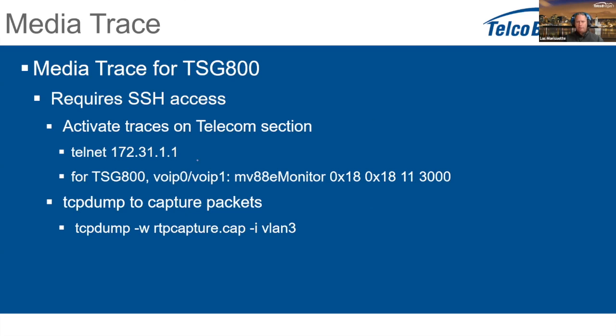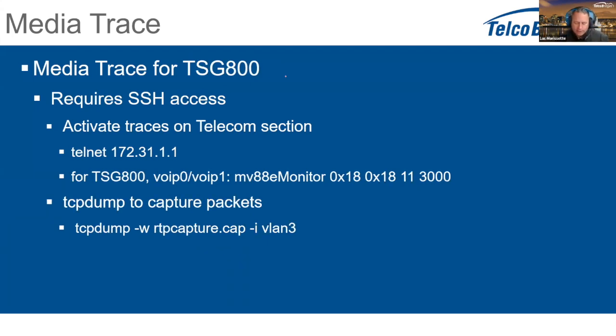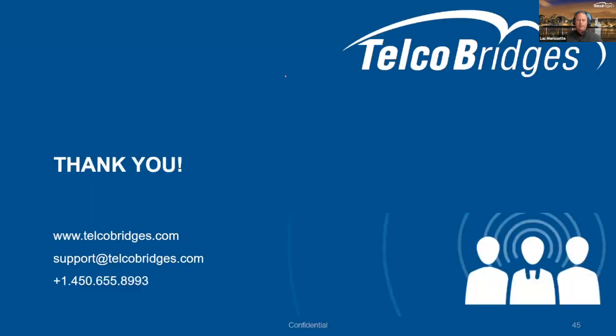For a TSG 800, you see the command is slightly different. You still need to connect with SSH and telnet, but the command for VoIP 0 and VoIP 1 will be 0x18, and the internal port will be 11 instead of 8. Then you see the TCP dump capture here. The internal interface is VLAN 3 instead of int 0. So these are the small changes between a TSG 800 and a TMG 3200. We have all the details in the documentation, but we will show you some examples now on the system.